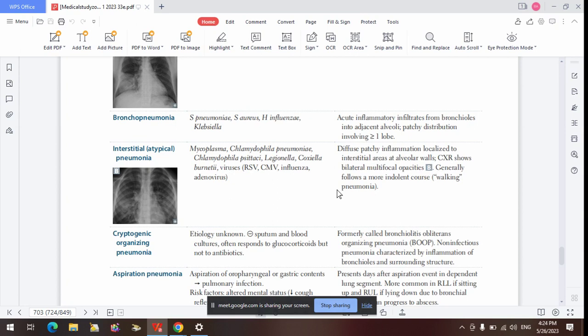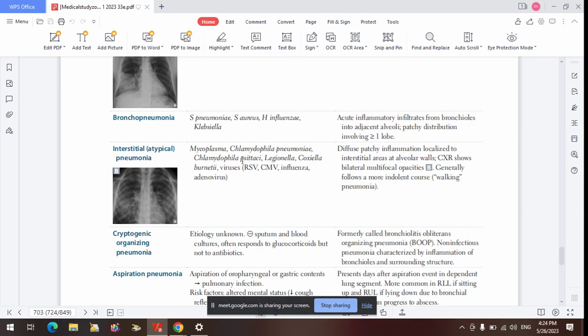So once you see them talking about diffuse patchy inflammation affecting the alveolar walls. I should have mentioned that the inflammatory process is localized to the alveolar walls only. It doesn't affect the bronchioles or the bronchi, and it's not as severe as the other one. You tend to see bilateral opacity on your x-ray, and it's caused by viruses: respiratory syncytial virus in children commonly, CMV in people that are immunosuppressed, influenza in people that have COPD, then adenoviruses too.